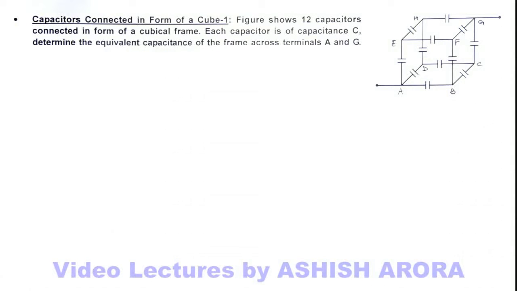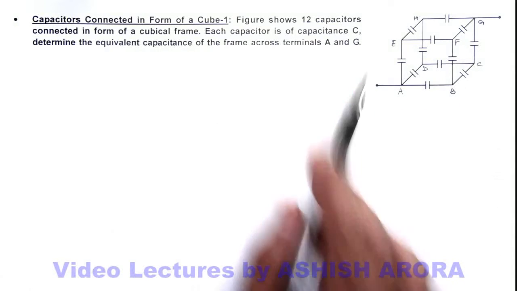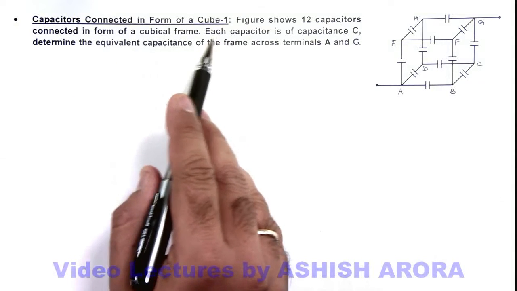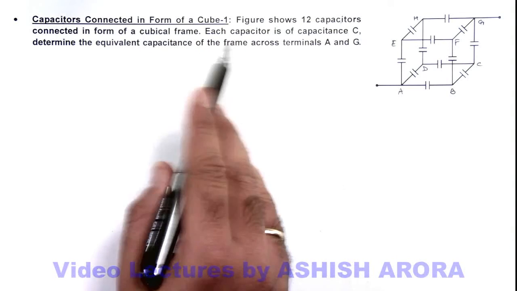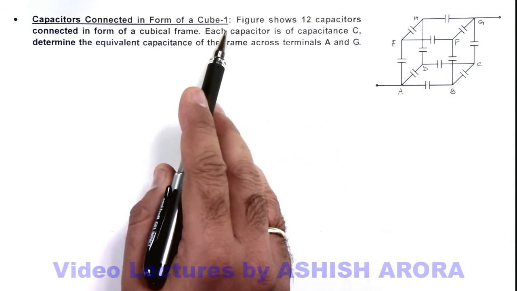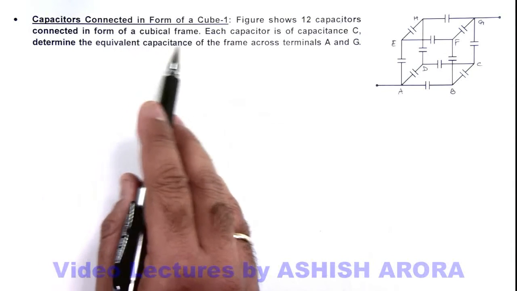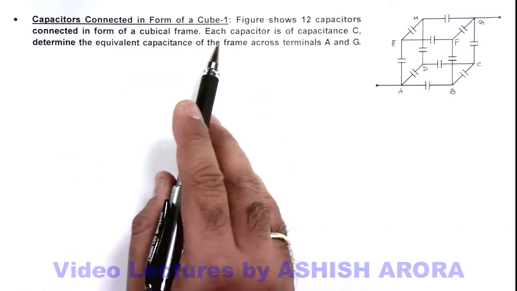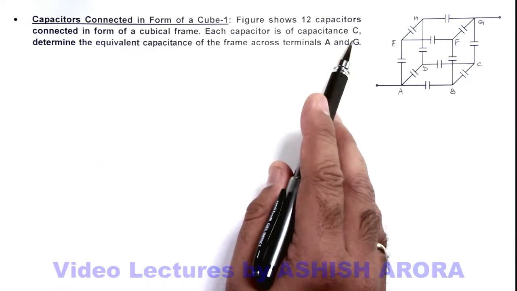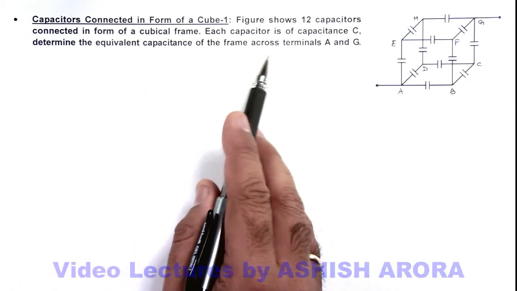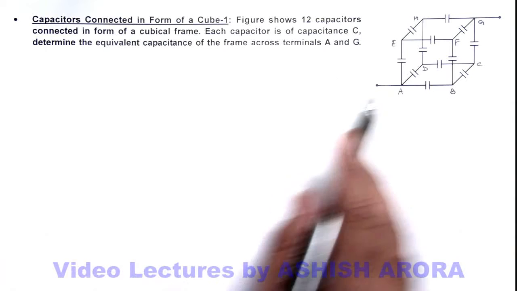In this illustration, we'll find out the equivalent capacitance for a cube-shaped circuit. So here we'll study capacitors connected in form of a cube. The first case we are going to discuss says: the figure shows 12 capacitors connected in form of a cubical frame. Each capacitor is of capacitance C, and we are required to determine the equivalent capacitance of the frame across terminals A and G.